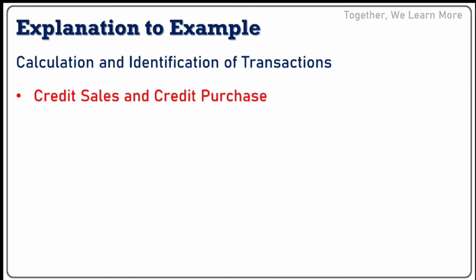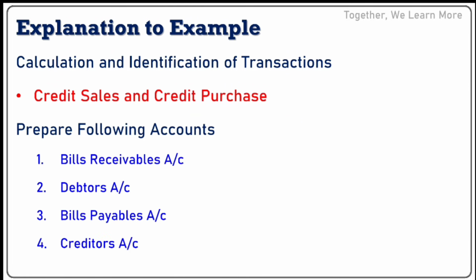Let's find it. We have to find out credit sales and credit purchase. We are given information for 4 different accounts. So we will prepare the bills receivables account, debtors account, bills payables account, creditors account. The balance of the bills receivable account we will transfer to debtors. Then the balance of debtors that we get is credit sales. After preparing the bills payable account, the balance we get we will transfer to creditors. After closing the creditors account, the balance we get is credit purchase. Very easy. Once you understand the concept, this chapter will feel very easy.